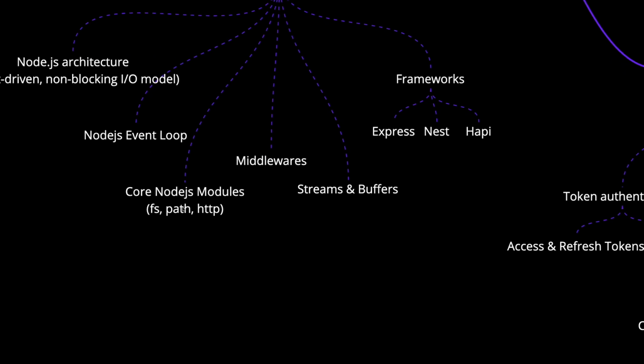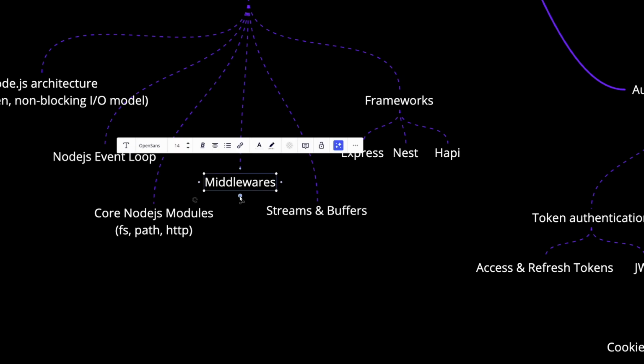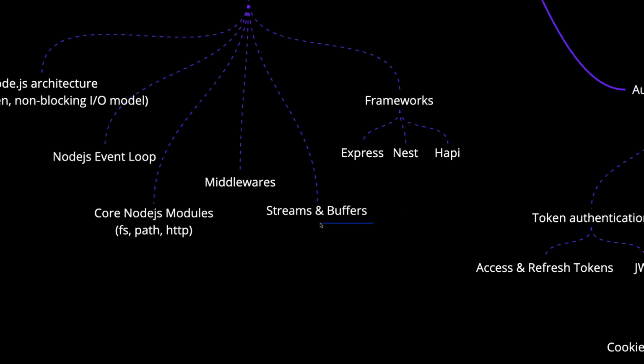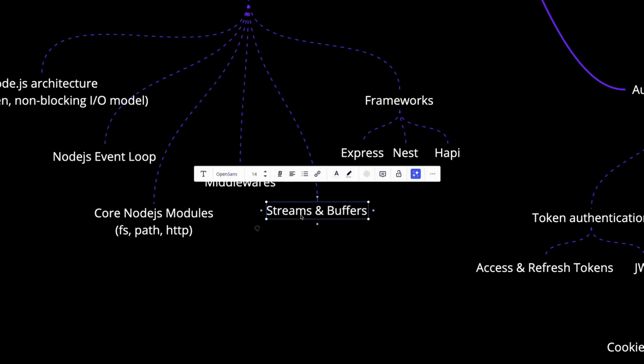Then we have the core Node.js modules. Modules like fs for file system operations, or path for path operations, or HTTP for server creation, and other core modules are the building blocks of the Node.js app. Another common concept in Node.js is middlewares. They are just functions that have access to the request and response objects, and they can modify them or execute any code. For example, features like authentication are implemented here through middlewares. Then we have streams and buffers that allow us to process big data like videos or images in small chunks.